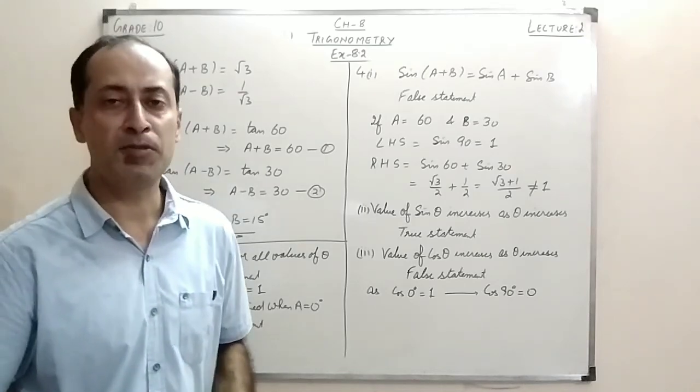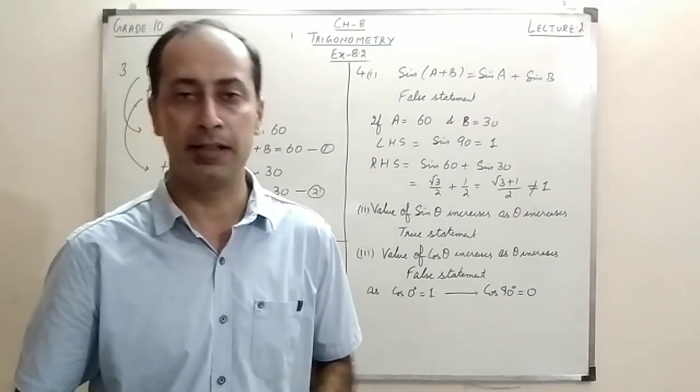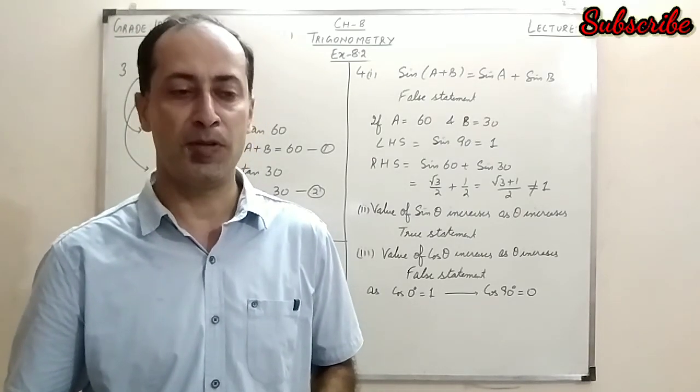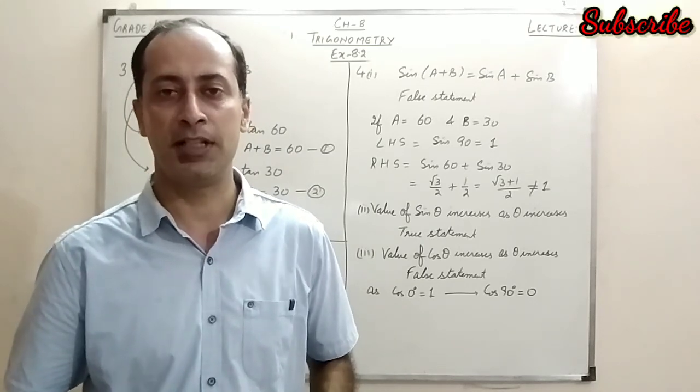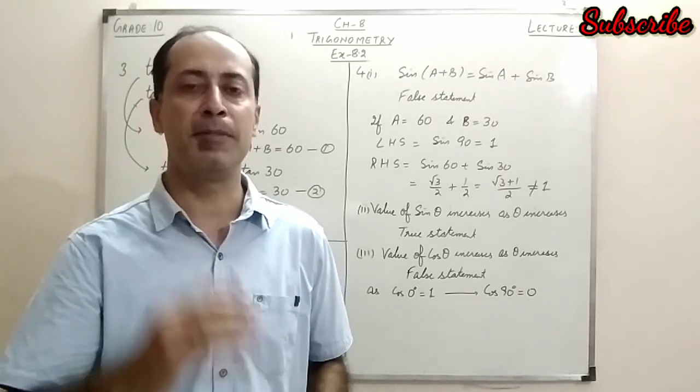So this was all about the trigonometric ratios for some specific angles and the solutions of some questions from exercise 8.2. Whatever questions are left, you try it yourself. If you find some difficulty, just write in the comment section.